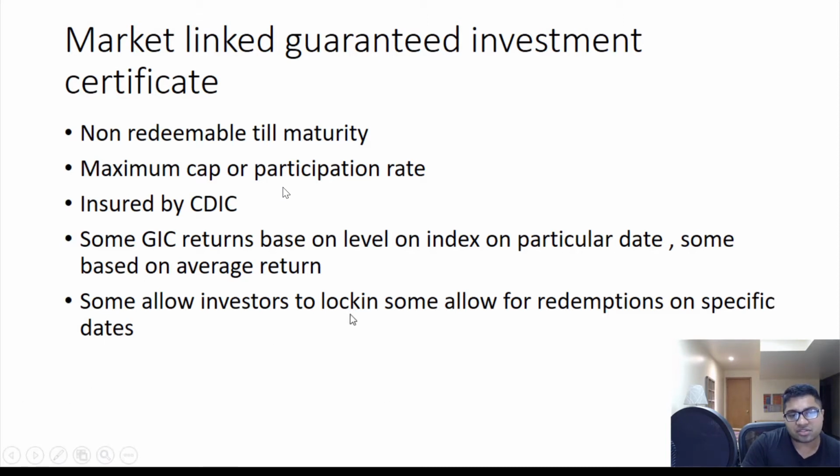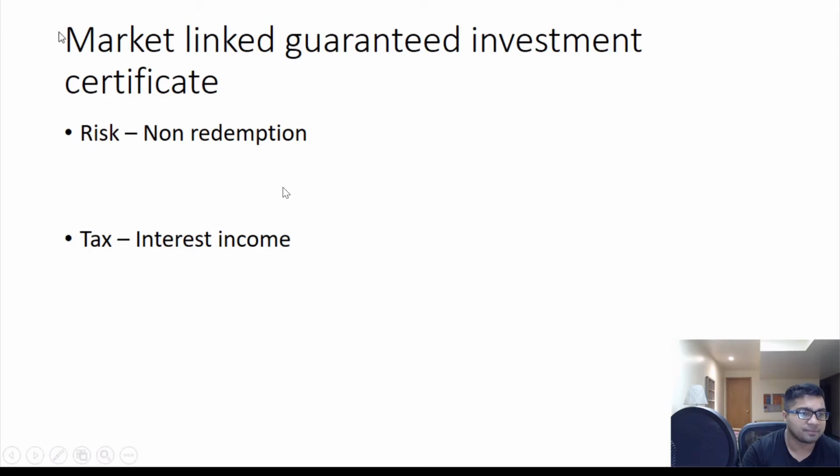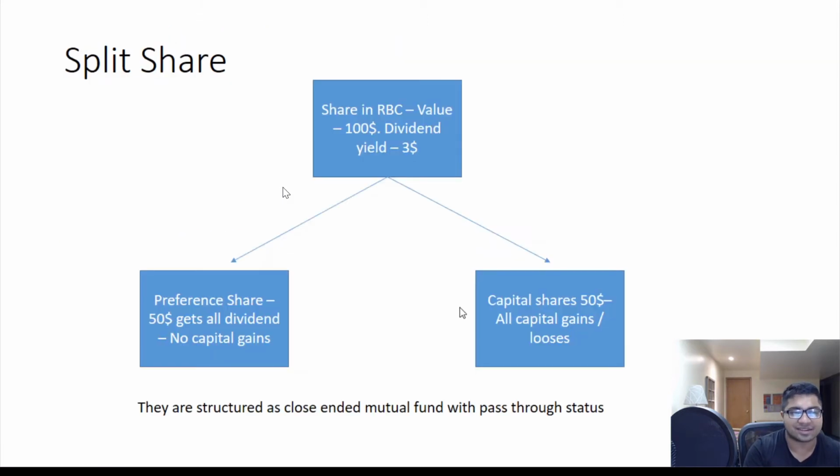Some allow investors to lock in gains for redemption on a specific date. So some GICs have a provision that you can redeem them on yearly anniversaries. So that's what happens in a practical way. The major risk in normal GICs that don't have early redemption is non-redemption, so your money is locked in. Important fact, there is no secondary market, so they are always taxed entirely. So all gains from a market linked GIC will be taxed as interest income.